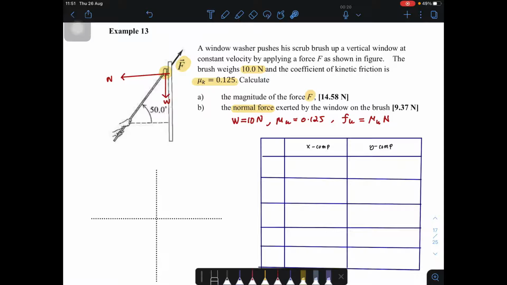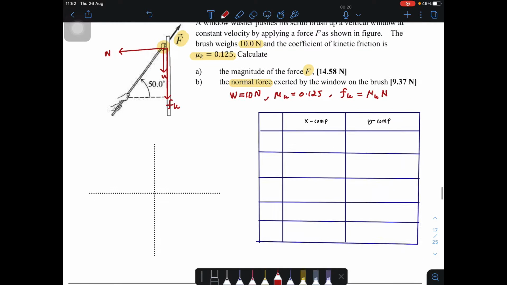So kinetic friction, okay, kalau brush ni dia ditolak ke atas, maksudnya motion dia ke atas macam ni kan. So kinetic friction tu akan ke bawah. Okay, it will be going downward, sebab dia always opposite direction with the motion. Motion dia ke atas. So because it wants to prevent the motion, it will be going in the opposite direction. Okay, so now lukis FBD.